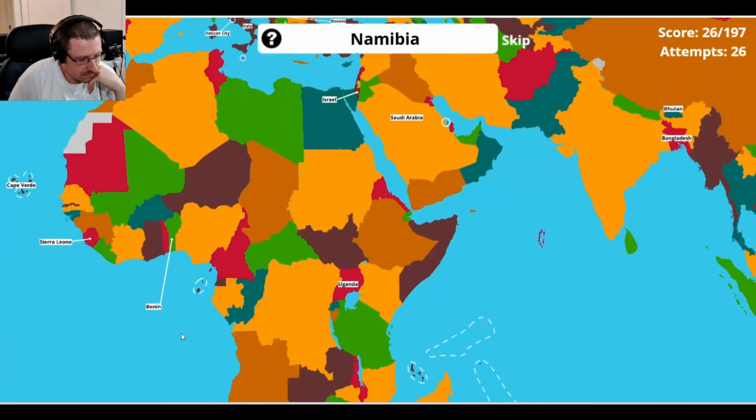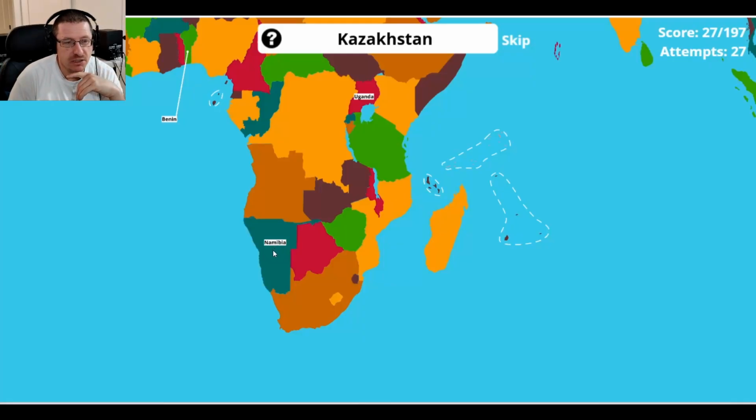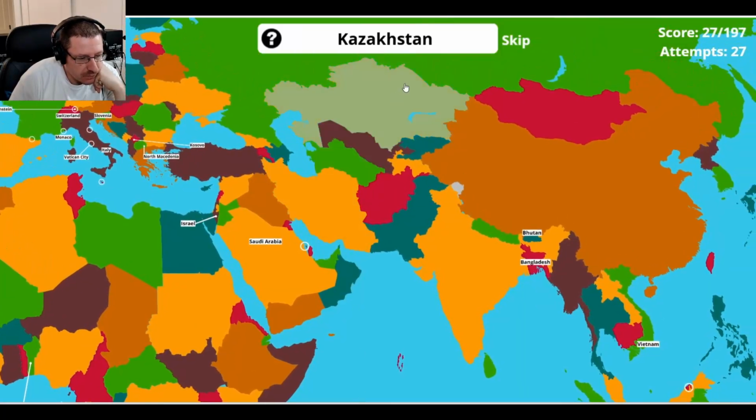Namibia. Namibia is right here. It's in the lower part of Africa. And it has the oldest desert in the world, the Namib Desert. It's considered the oldest desert in the world. Kazakhstan. Kazakhstan is right here. It's the world's largest landlocked country.